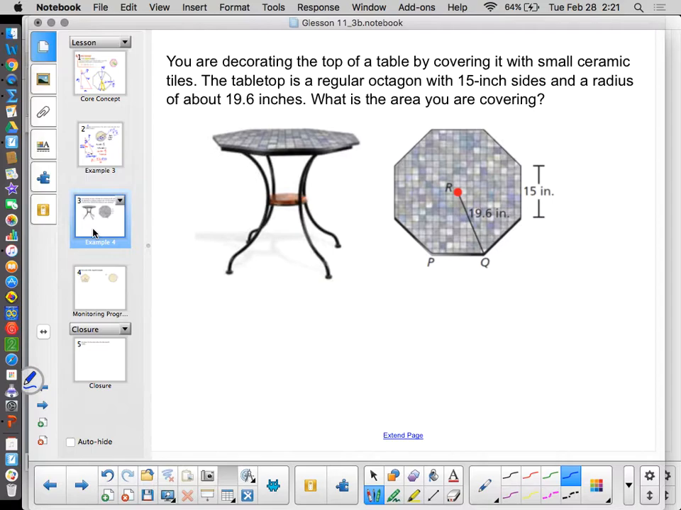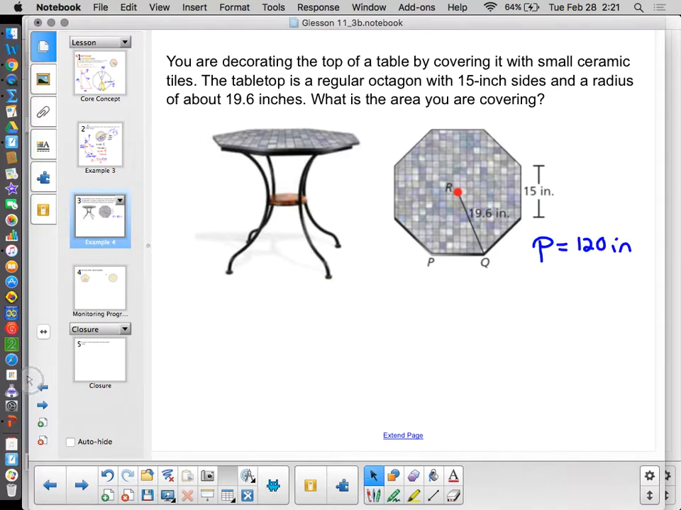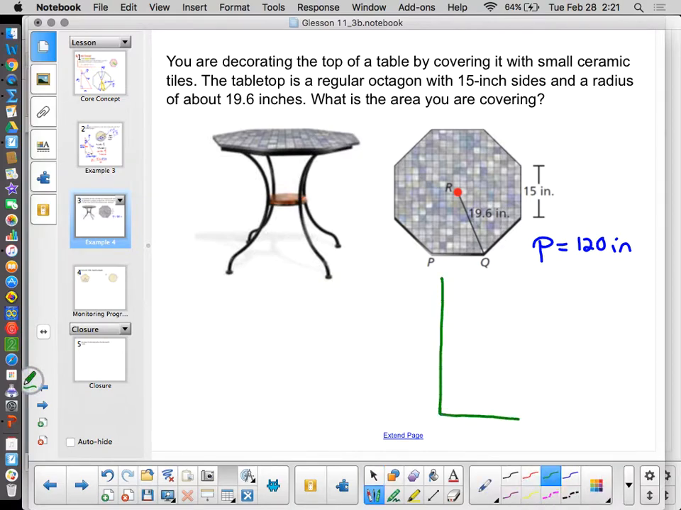the tabletop. Well, if I know each side is 15 inches and there are 8 sides, 8 times 15 is pretty easy. That's 120. So I already know my perimeter is 120 inches. That's nice. And when I break down my triangle here, because we always have our triangle, this one's actually going to work out pretty nicely because I already know that this is 19.6 inches. I know a whole side is 15, so this is 7.5 inches.